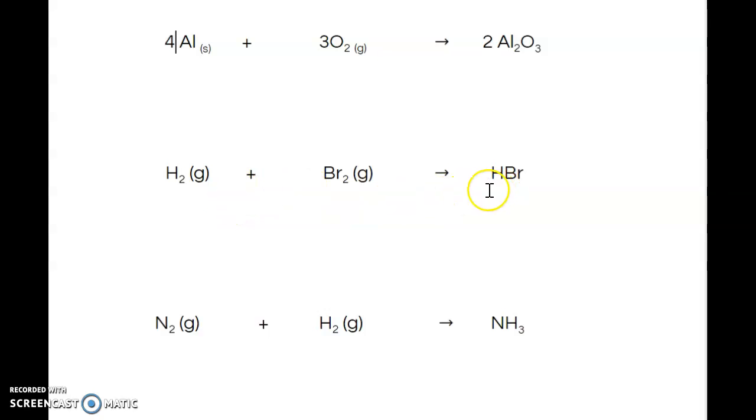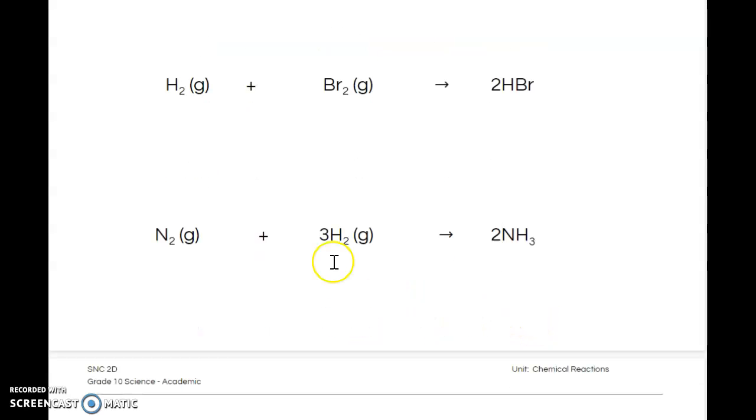I have hydrogen bromide. Okay, so I have two hydrogen here, two bromine here. I just put a 2 here, a coefficient of 2, and now I have two hydrogen, two bromine, balanced. And then I have my nitrogen plus hydrogen is going to give me ammonia. And I have three hydrogen here, so what I'm going to do is multiply this by 3. I'm going to multiply this by 2, and now I have 2 nitrogen, 6 hydrogen, and I am golden.